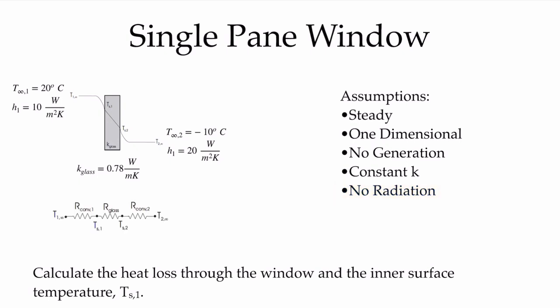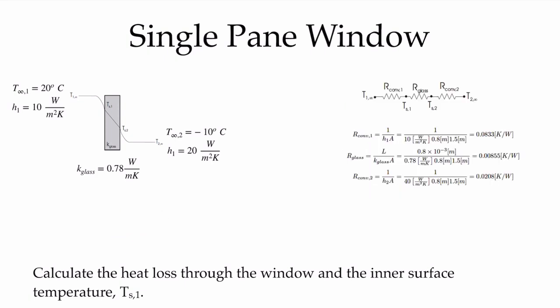Once we've done that, we can use our resistance network, and in this case, we go from T infinity 1 through the convection resistance on the inside, the conduction resistance through the glass, and the convection resistance on the outside. We can easily evaluate each of these. We're working in terms of the total thermal resistance in units of kelvins per watt. So a convection resistance is 1 over HA. A conduction resistance for the planar case is L over KA. And of course, our convection resistance on the outside.